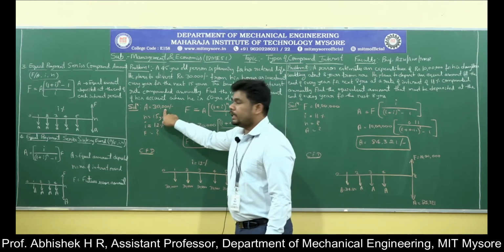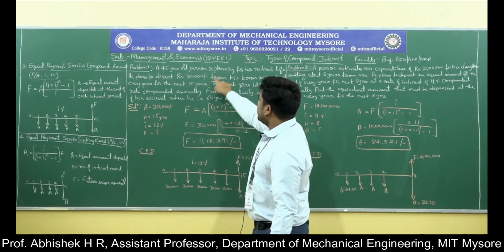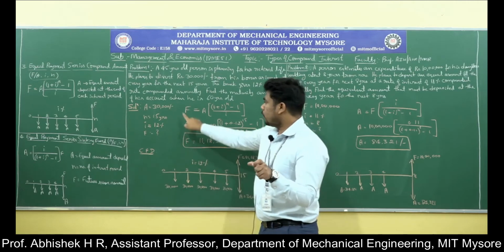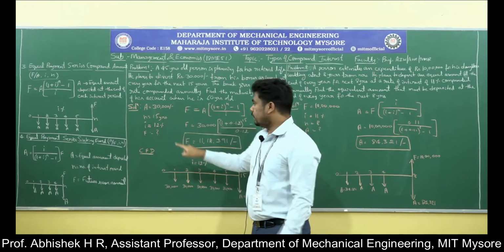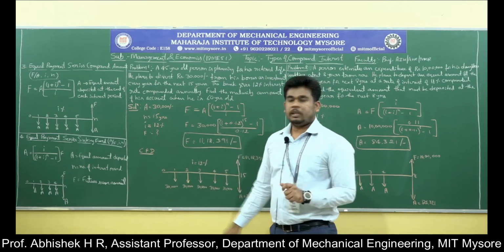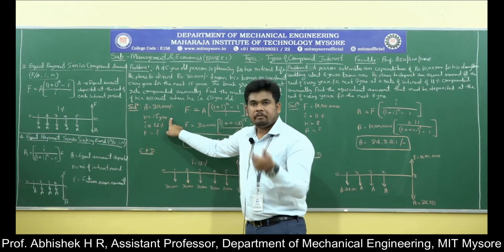How much is it? 30,000. That old person is getting 30,000 rupees as the bonus amount. So that is the A here, 30,000. And he is planning for the next 15 years.